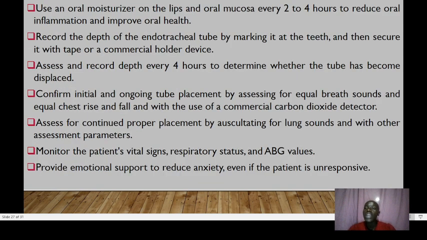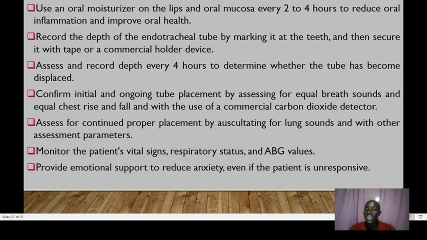You can use an oral moisturizer on the lips and oral mucosa every 2 to 4 hours just to reduce oral inflammation and improve oral health. Then record the depth of the endotracheal tube by marking it at the teeth and then secure it with a tape or a commercial holder device. So you assess and record the depth every 4 hours, just to determine whether the tube has become displaced.